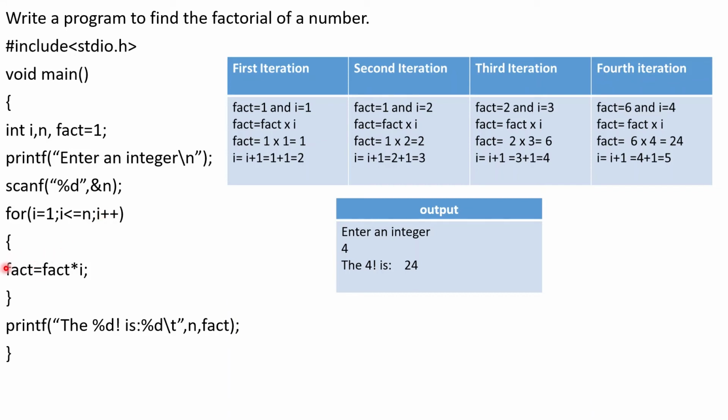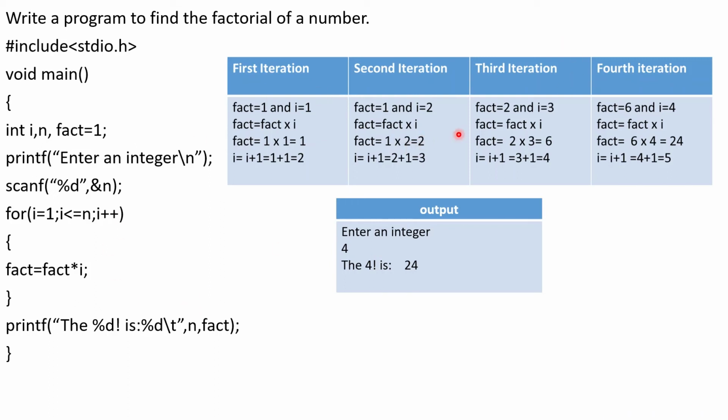Now it will execute the statement fact equal to fact into I. Fact I have initialized to 1, so 1 into 1, the result is 1. That will be stored in fact. Now it will go back to the for loop statement and go to the updation part, that is I plus plus. I was 1, I will be incremented by 1, so I becomes 2. Now it will check whether 2 is less than or equal to 4. True. So again it will come inside the loop, and fact equal to fact into I. Fact value was updated to 1, so 1 into 2, the result is 2. That will be stored in fact.